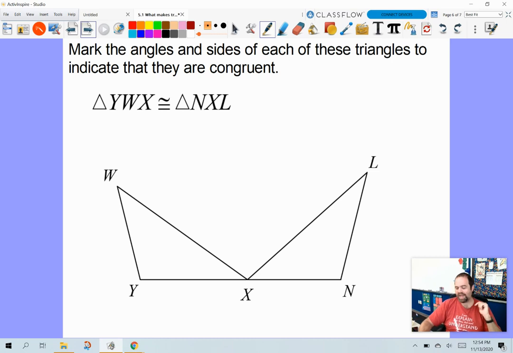All right, one more. And I specifically chose this one because the triangles touch. Sometimes when they touch, if they share a side or share an angle, that makes things a little more complicated. But I start out the same way. I'm going to pick my first letter here and my first letter here, and I'm going to mark them the same. So Y and N get the same mark. W and X are going to get the same mark.